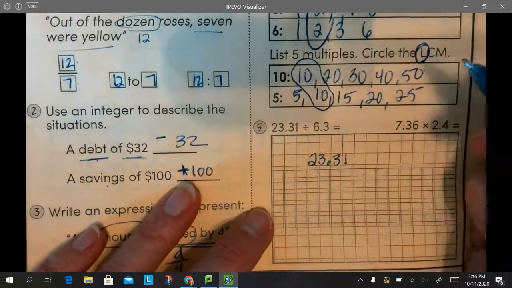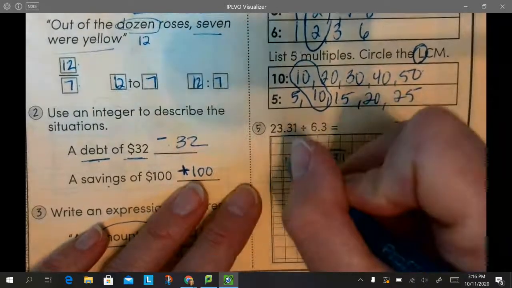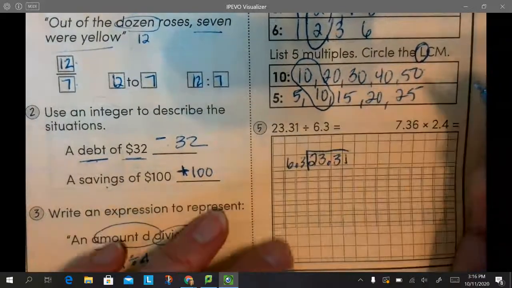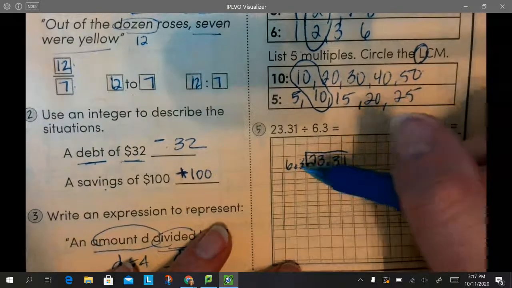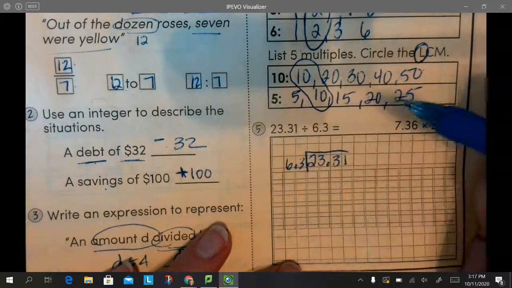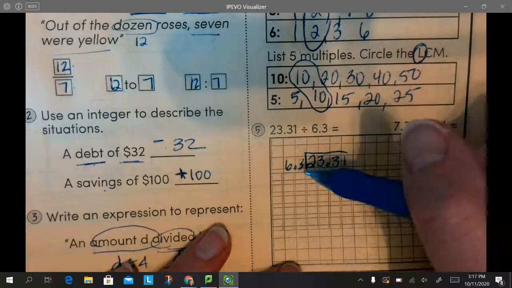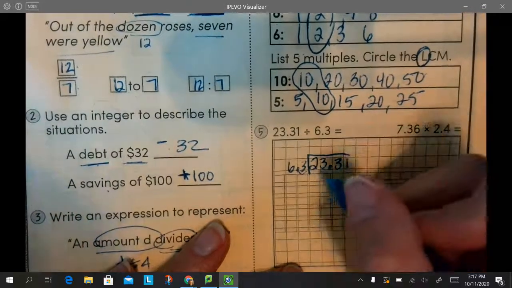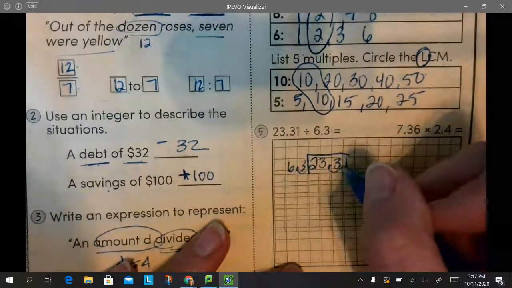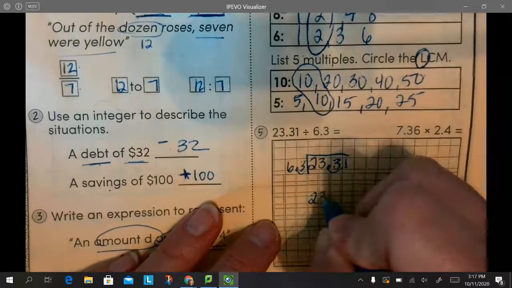23.31, or you could say $23.31 divided by 6.3. Now remember, you can't divide this because of this issue right here, which is the decimal. But what you can do is get rid of it, and the way you can get rid of it is moving it over by 1, and whatever you do on the outside, you do on the inside, just move this over by 1. So now your problem looks a little different.